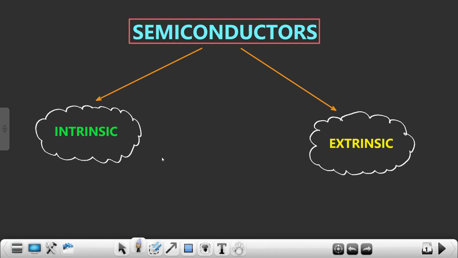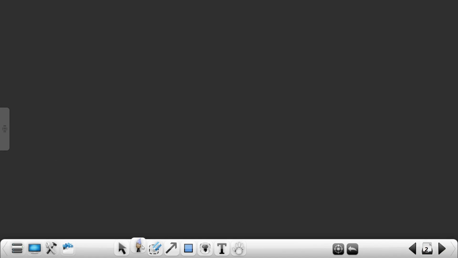When we talk about semiconductors, we are talking about two different types. The very first type is intrinsic semiconductor and the second type is extrinsic semiconductor. As I already mentioned, in this section we are going to focus on the intrinsic semiconductor. But before that, let me give you a rough idea of what exactly is the difference between extrinsic and intrinsic.